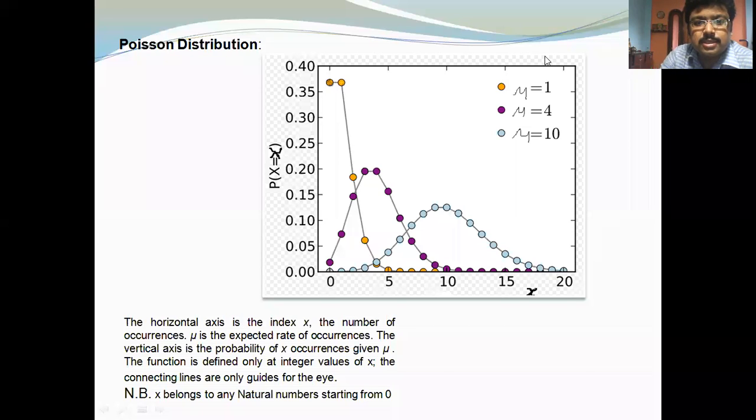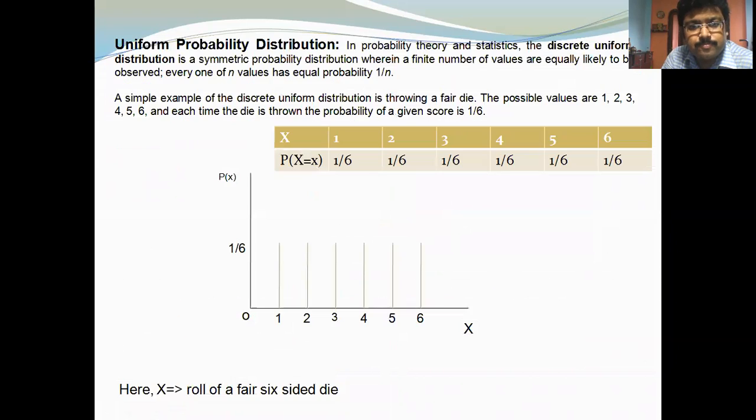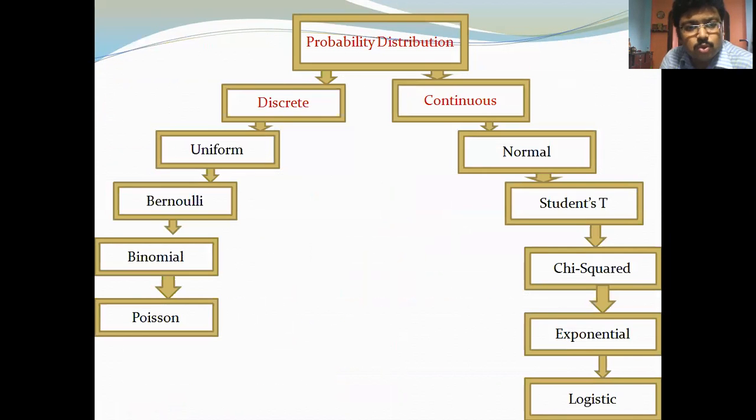I hope that you have understood the discrete probability distributions. In this lecture I have talked about the uniform probability distribution, Bernoulli probability distribution, binomial probability distribution, and Poisson probability distribution. I hope you have enjoyed this lecture, and in the second part, I will discuss the continuous probability distribution. Thank you for enjoying this lecture.